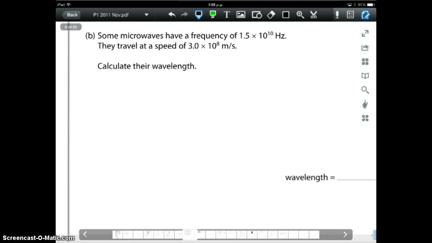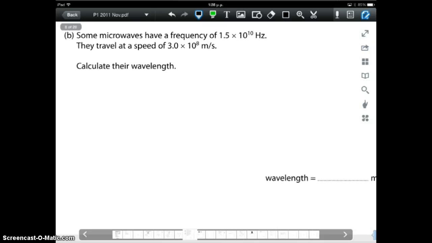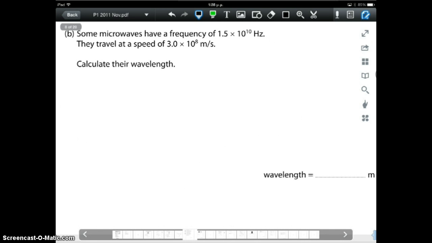Moving on to part B of the question. Some microwaves have a frequency of 1.5 times 10 to the 10 Hertz. They travel at a speed of 3.0 times 10 to the 8 meters per second. Calculate their wavelength. Wave speed for any wave is equal to the frequency times the wavelength. Therefore, rearranging the equation, the wavelength is the speed divided by the frequency.